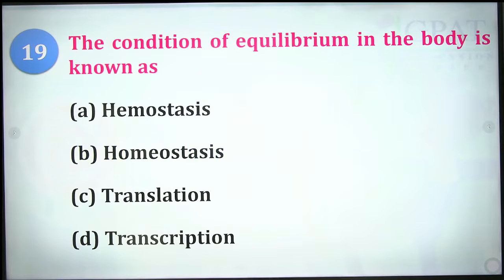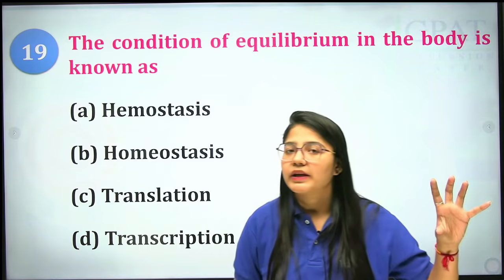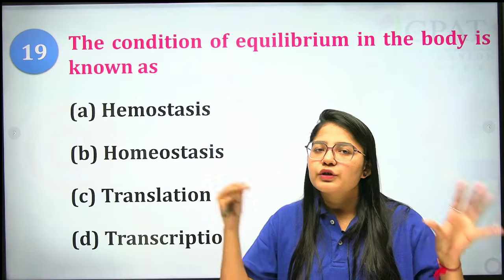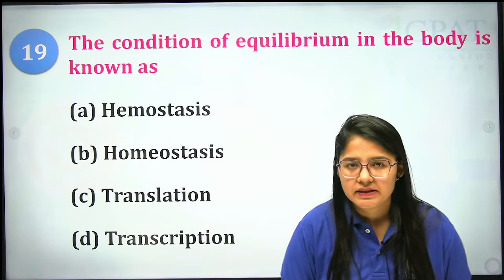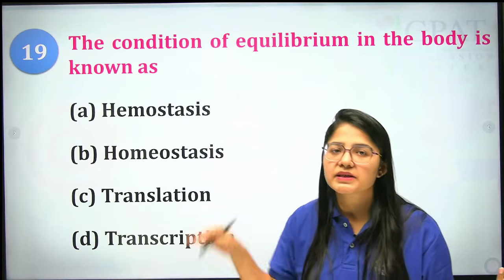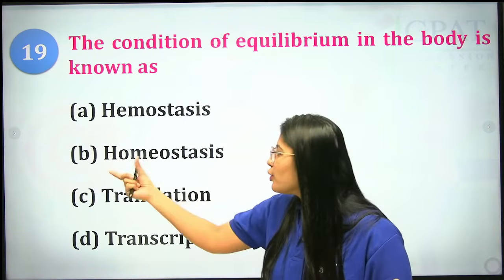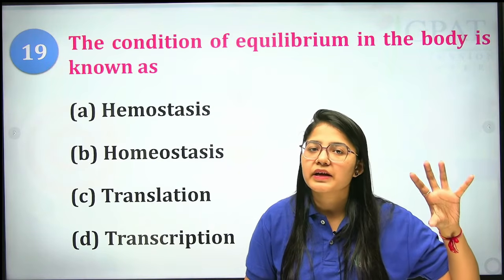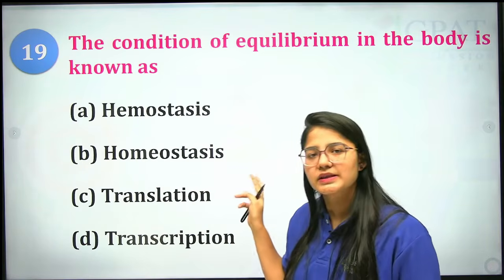Next question: the condition of equilibrium in the body is known as, okay, the condition of equilibrium in the body. It is not stating the condition of equilibrium in blood. If the question was regarding blood, then we could say it is hemostasis. Hem means blood and stasis means static condition, equal condition, standing condition. Homeostasis means same, that is, the same condition, standing condition in your whole body is homeostasis.